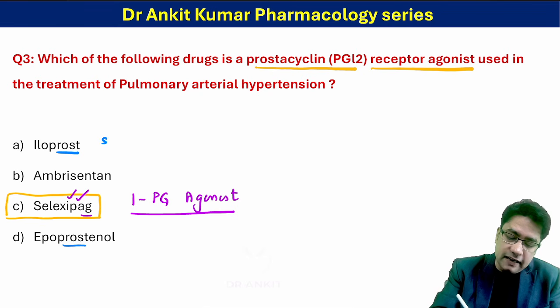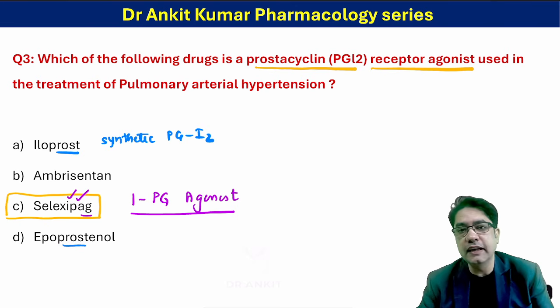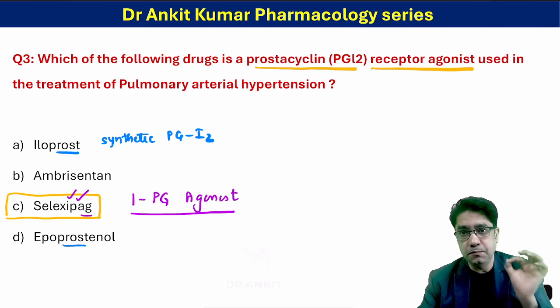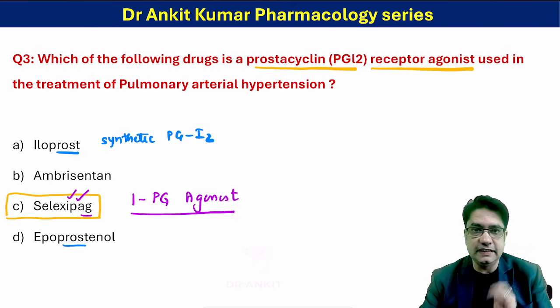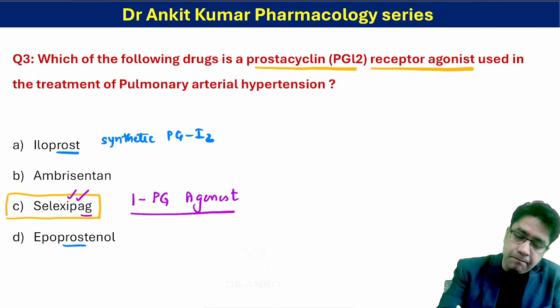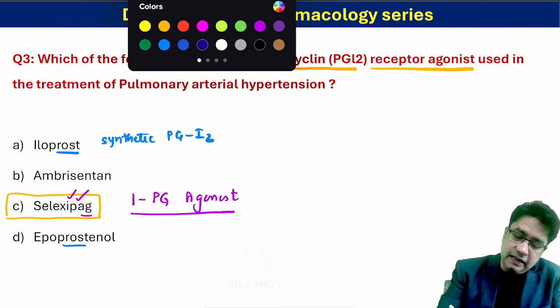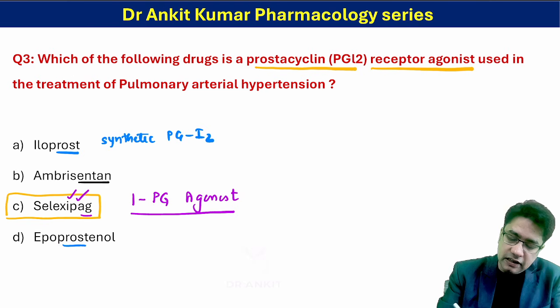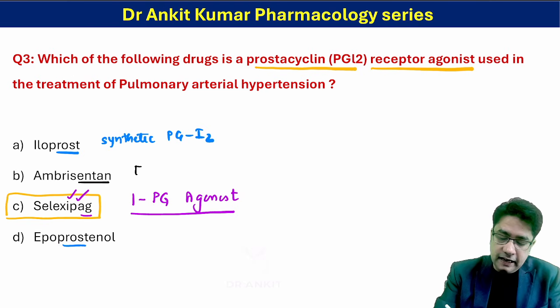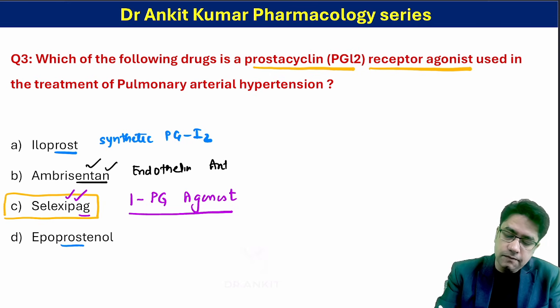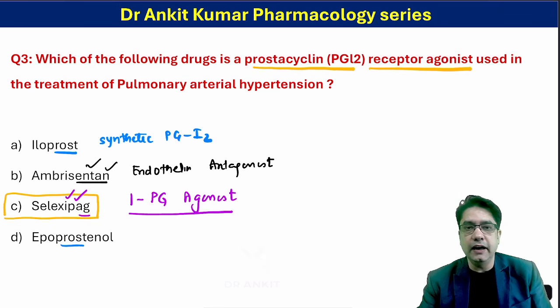These drugs are synthetic prostaglandin I2. Although they act on the prostaglandin I2 receptor, a specific drug which is an agonist is selexipag. Then we have ambrisentan, and we can see that ambrisentan ends with the word entan, so it is an endothelin antagonist. En means endothelin, an means antagonist. Again, all these drugs are given in the treatment of pulmonary artery hypertension.